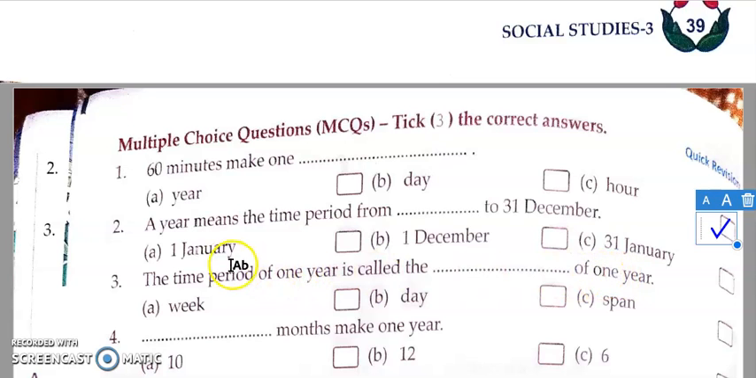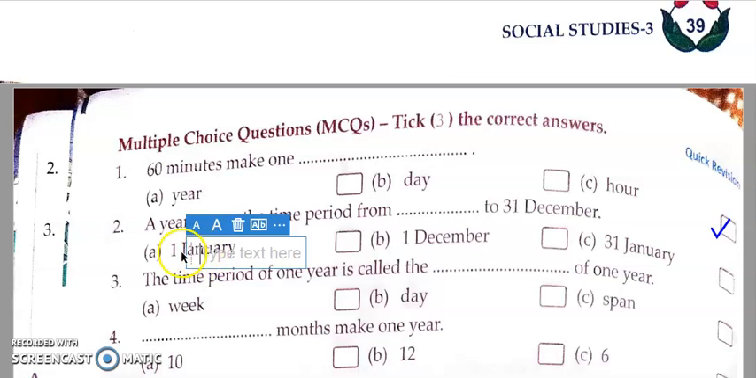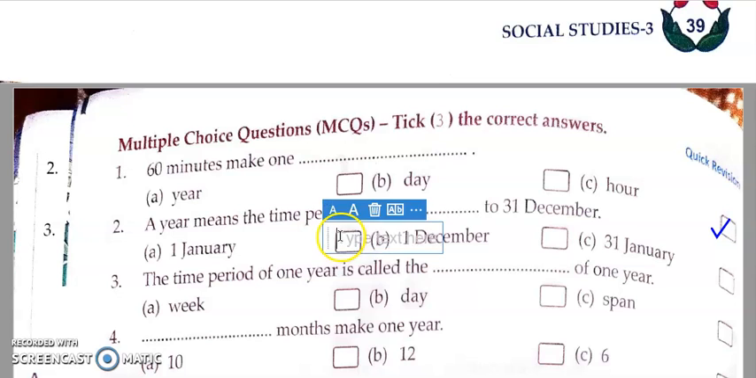Then second, a year means the time period from dash to 31st December. A year means from where it starts: 1st January, 1st December or 31st January. So it starts from 1st January. So we have to tick here.